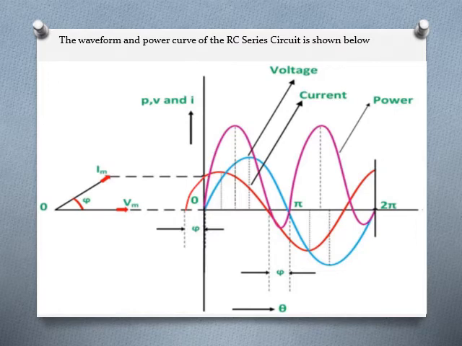Now for that phi difference, the voltage is in the positive half but the current is in the negative half. So the power will be a negative value. And look at the magnitude. The voltage and current have a very low magnitude at that phi angle difference. Therefore the power will also be very small.